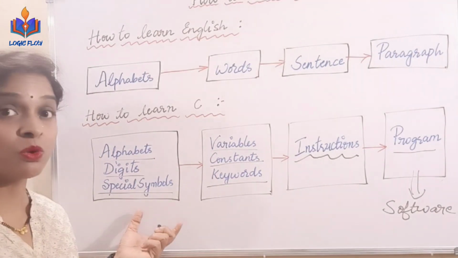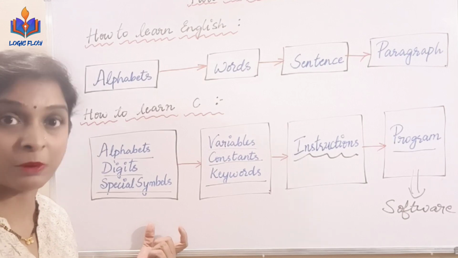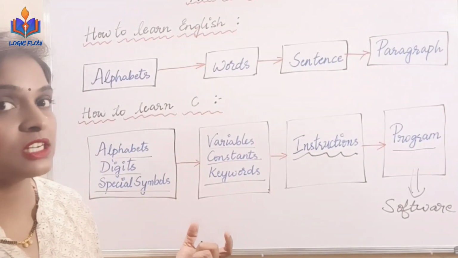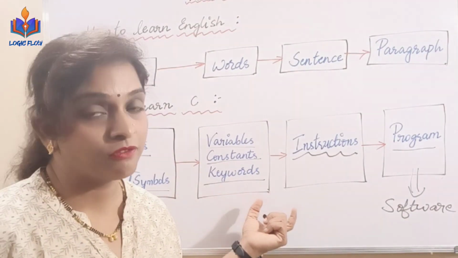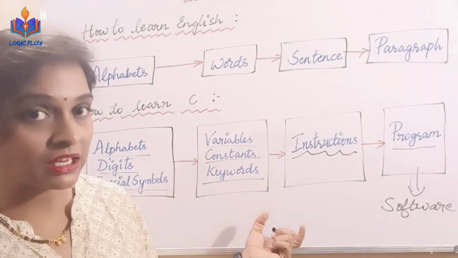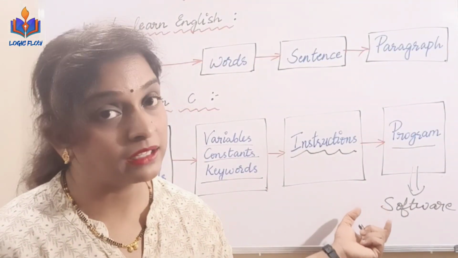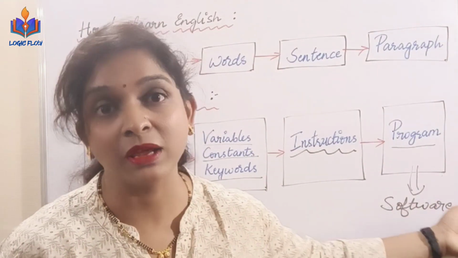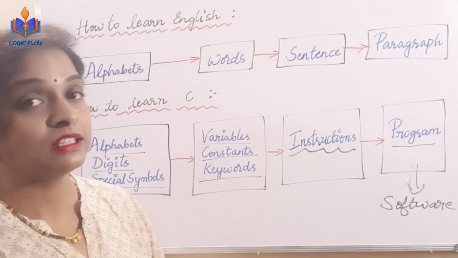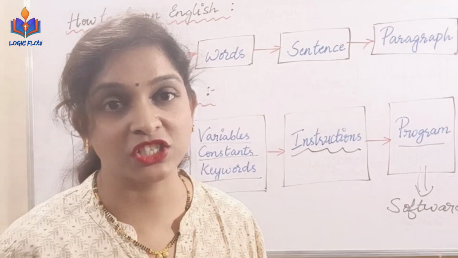So we should know what we have to use first. We'll use alphabets, digits, and some special symbols. Using all these, we frame variables, constants, and keywords. Using all these variables, constants, and keywords, we create an instruction. And then a set of instructions makes a program. So this is the process to learn the C language.